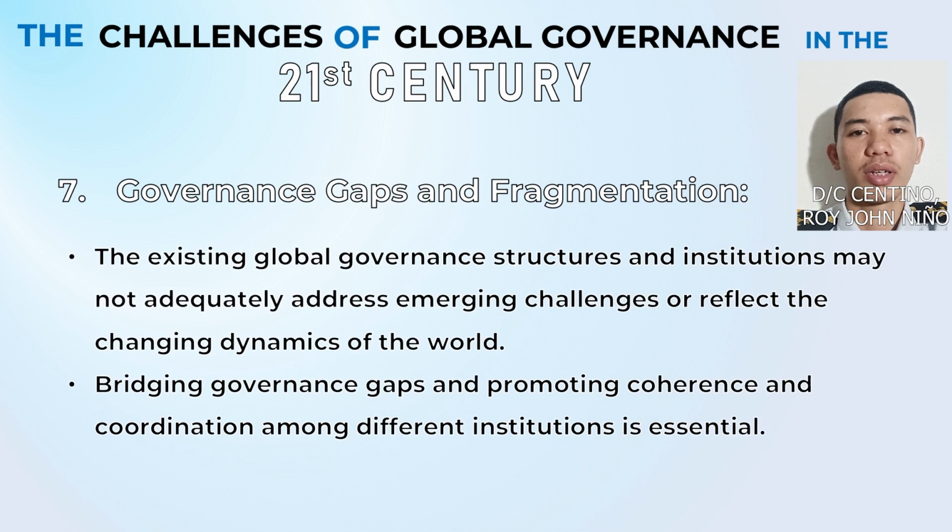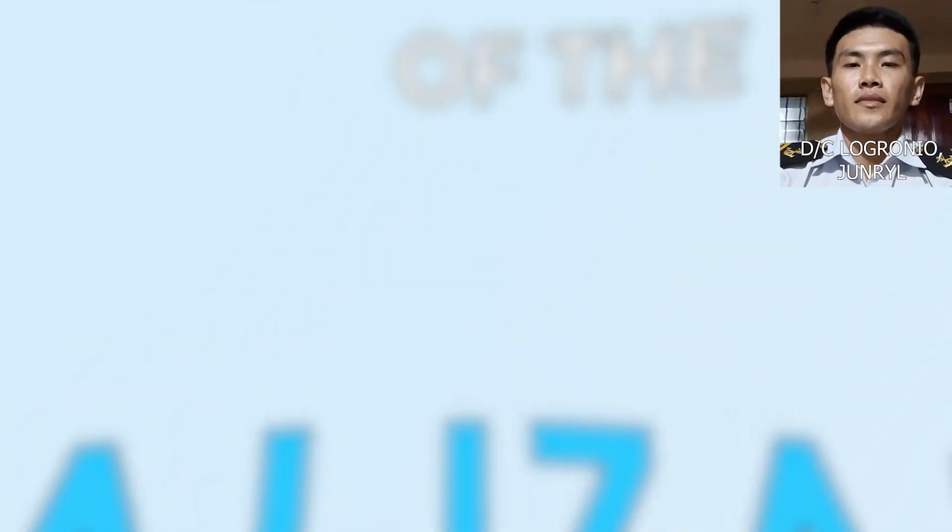And lastly, among the seven global governance challenges is governance gaps and fragmentation. The existing global governance structures and institutions may not adequately address emerging challenges or reflect the changing dynamics of the world. Bridging governance gaps and promoting coherence and coordination among different institutions is essential.